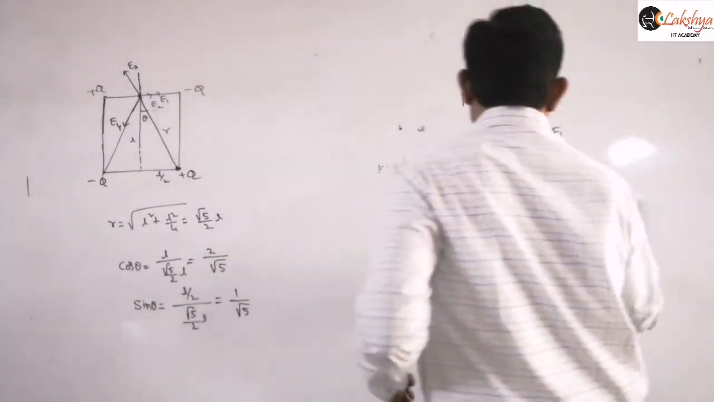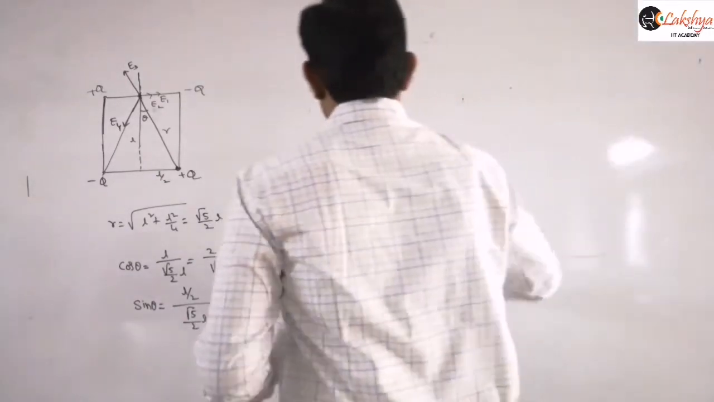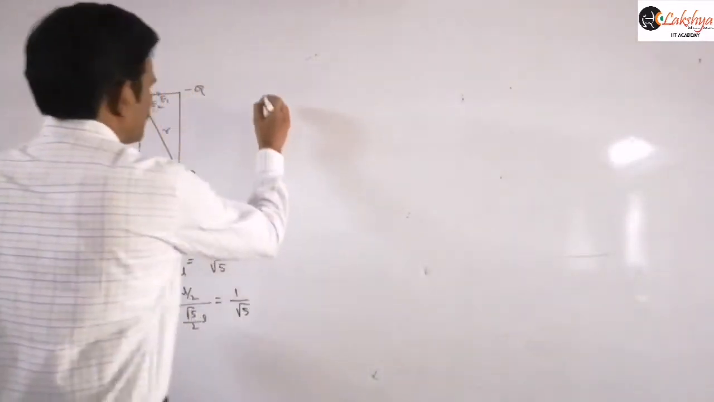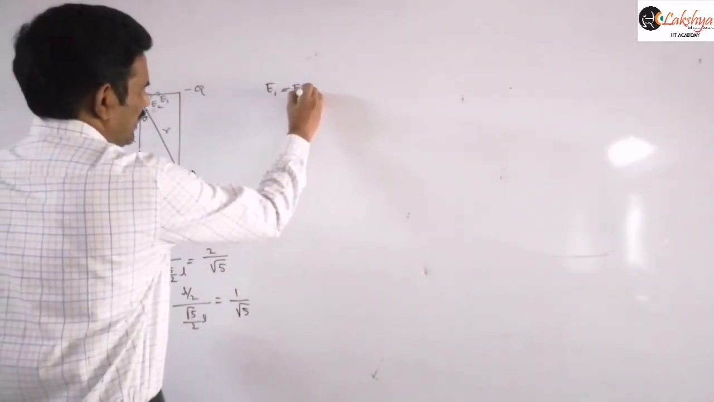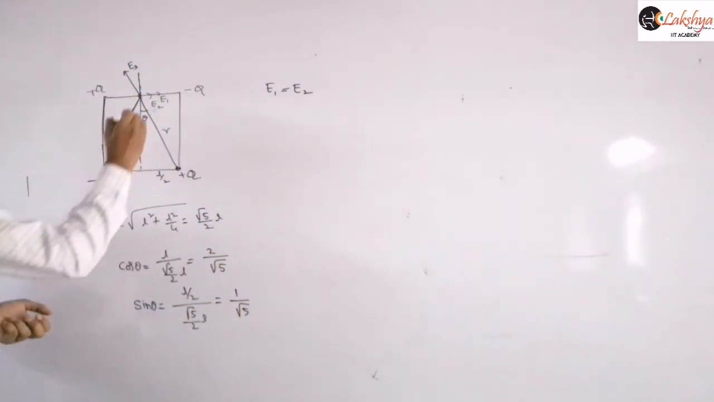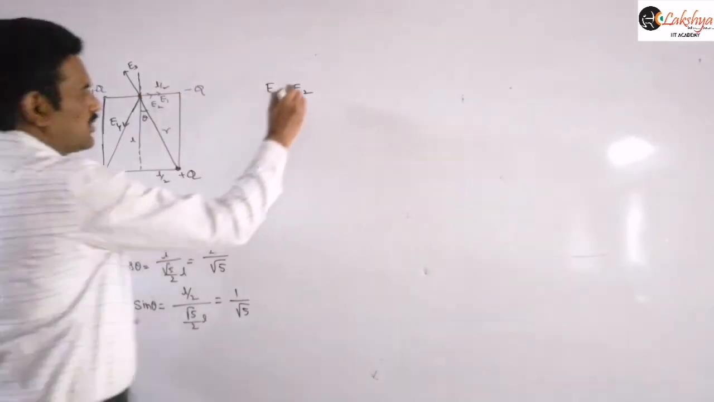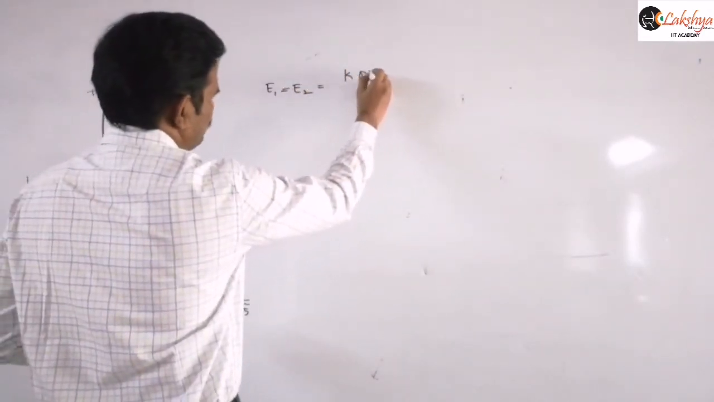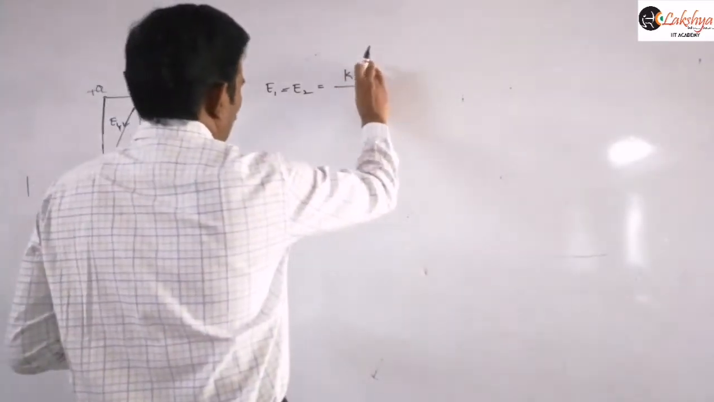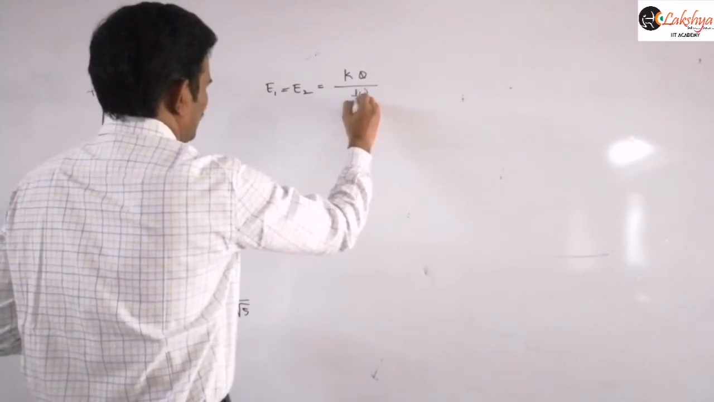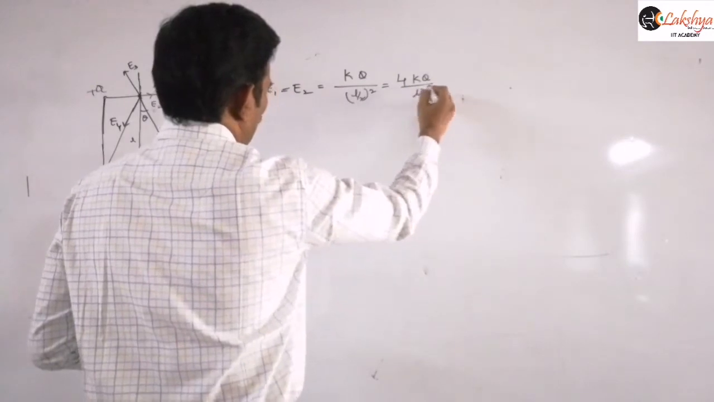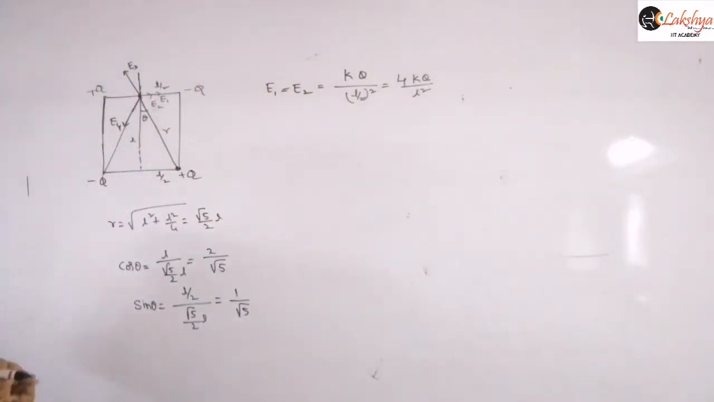I will write the magnitudes of the E1, E2, E3 and E4 values. E1 and E2 both are equal in magnitude, right? Because the magnitude of the charge is the same and the distance is also the same. This distance will simply be L by 2. And so this value I can write as KQ by R square, that means KQ by L by 2 whole square, so this will be 4KQ by L square.